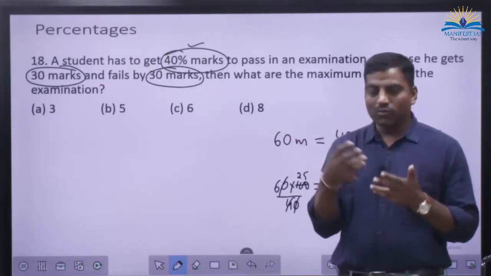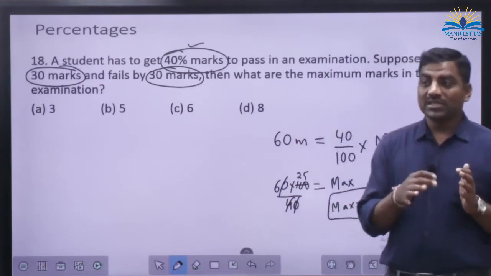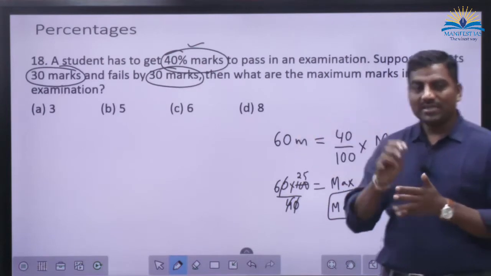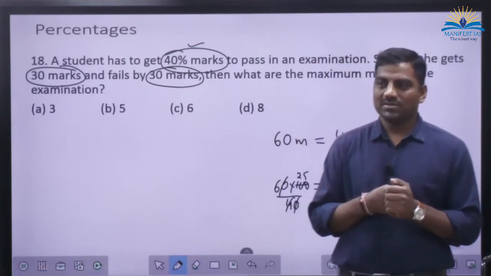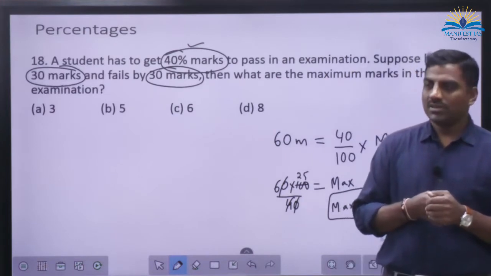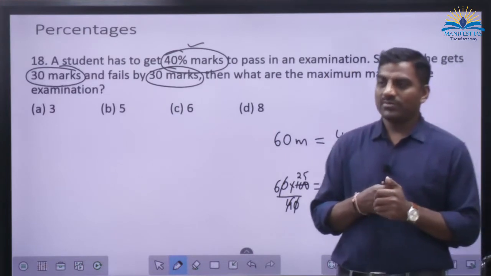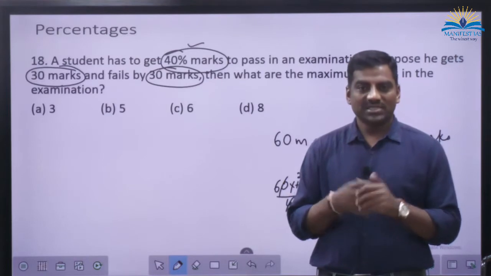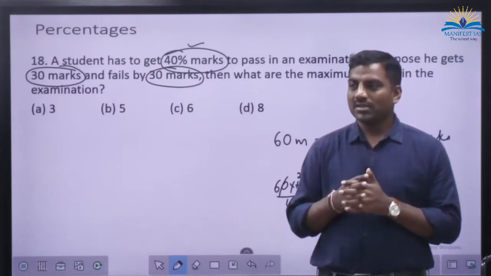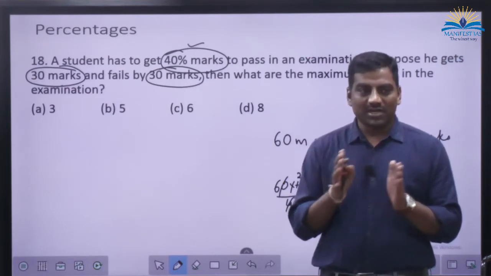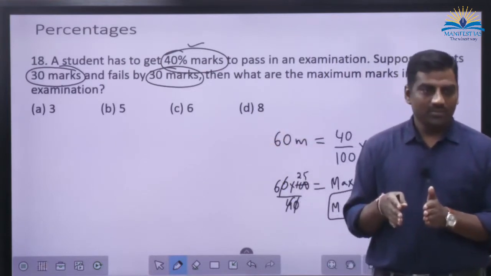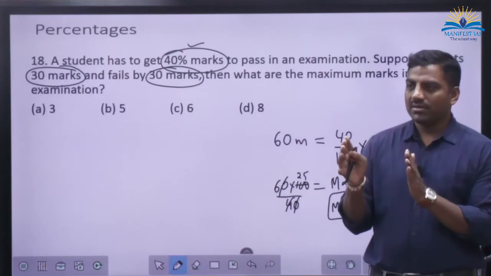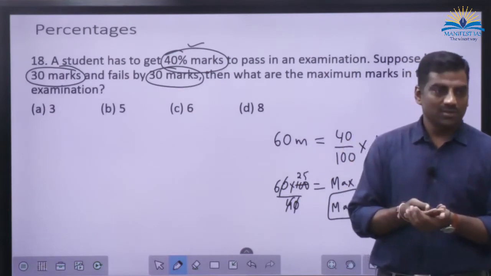Can't you calculate orally? 40% of something is 60. 40% of 100 is how much? 40, no? 40% of 200? 80. Somewhere between that. 40% of 100 is 40. 40% of 200 is 80. So somewhere between that. 40% of 150 is what?